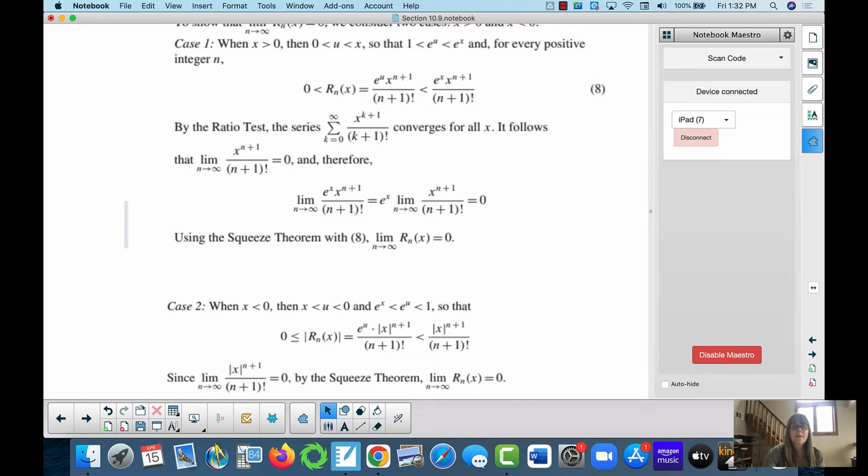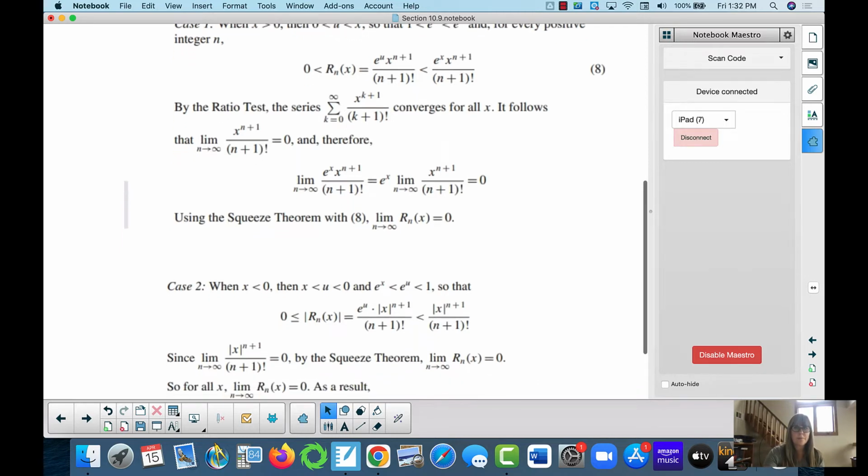So that means that this part is 0. This is e to the x. That limit is 0. So that tells us that this ratio right here does go to 0, this one right here. And since our remainder is being squeezed between these two, this is 0. The limit as n approaches infinity of this part is 0, same here. So according to the squeeze theorem, this has to go to 0 also.